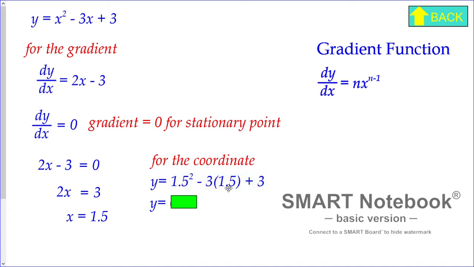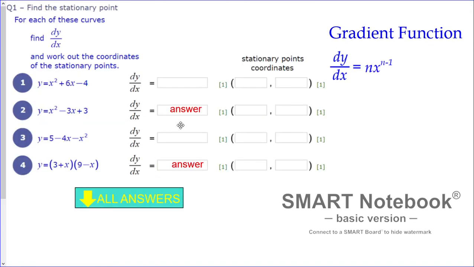We do the math, following the rules of myimaths, and you end up with 0.75 for the y-coordinate. So our coordinate is 1.5, 0.75. The next one. Let's look at number 4.